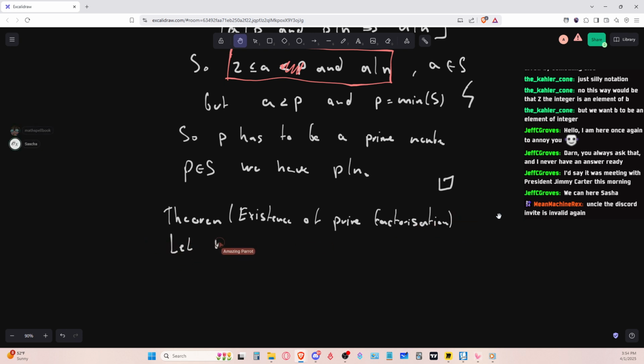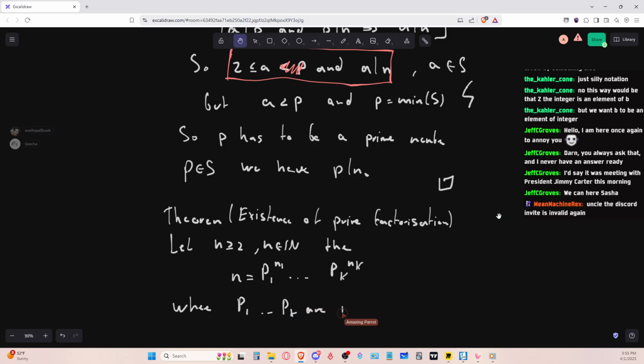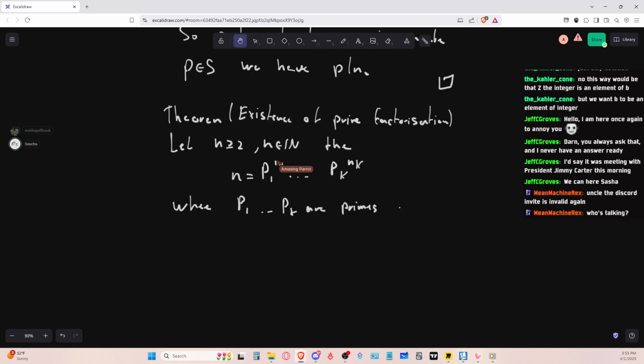So as usual, let n be a natural number which is bigger or equal to 2. Then what we claim is that n can be factored as a product of primes, where p1 to pk are primes. Actually, I can probably just write it as that.